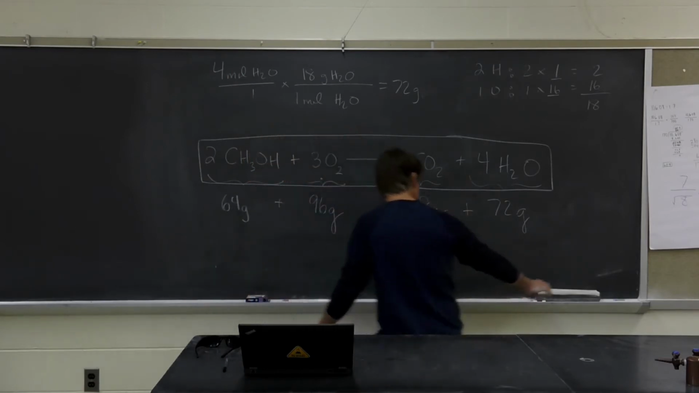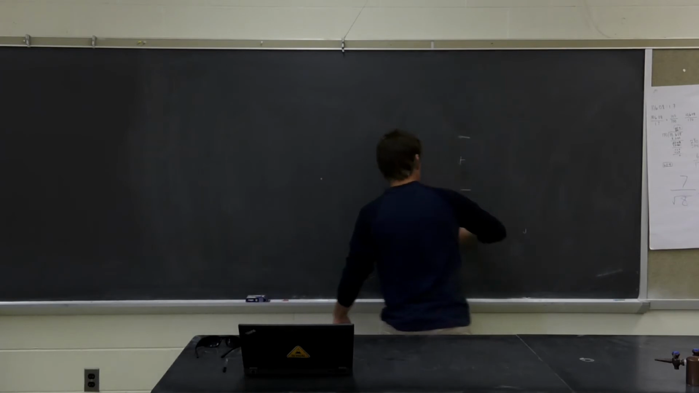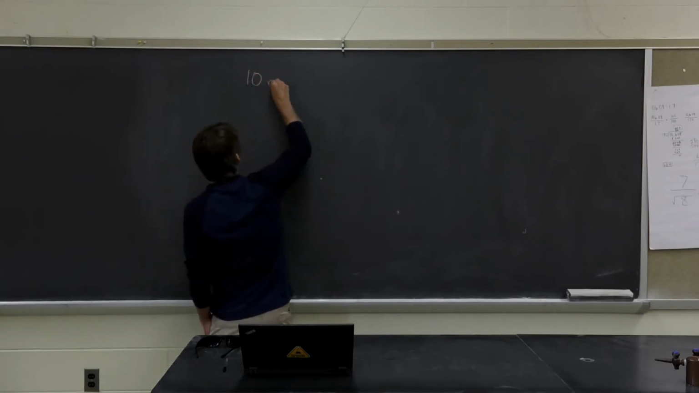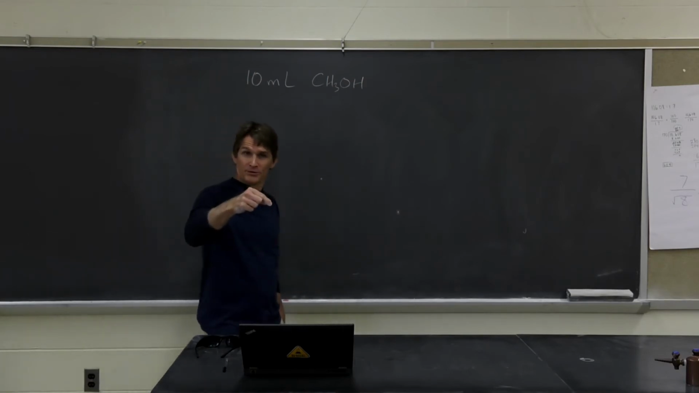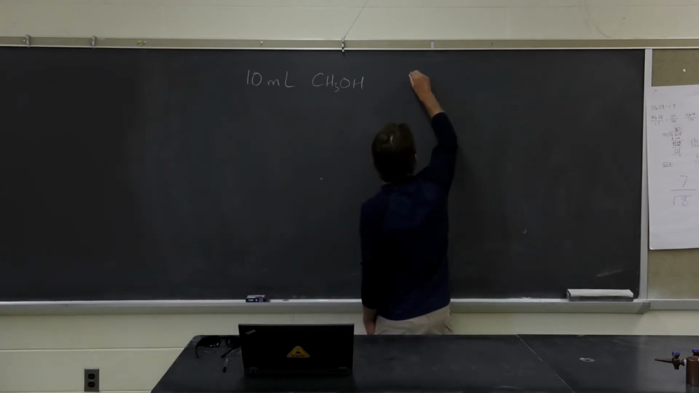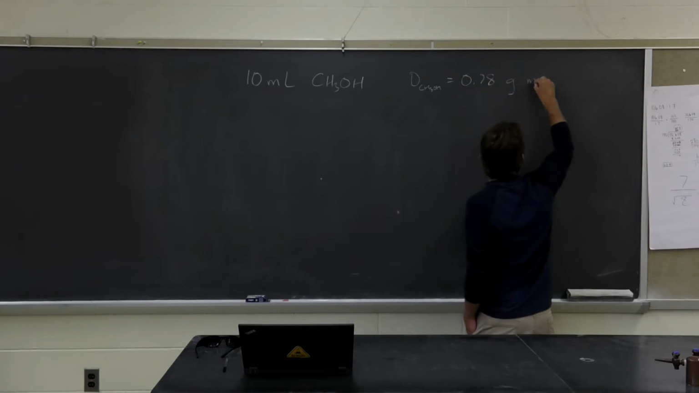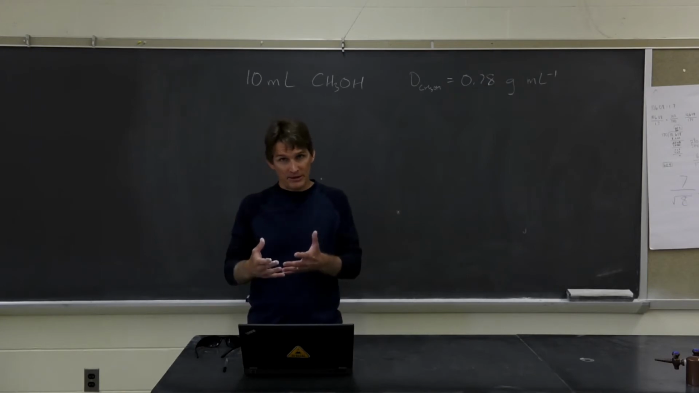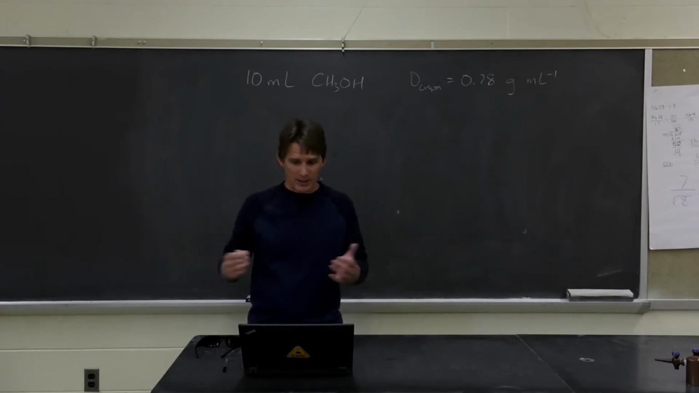So the problem says that we're going to put milliliters of methanol. I'm going to give you a volume. So let's say we pretend we're going to put 10 mils of methanol in that milk jug. And they give you the density of methanol. So the density of methanol is 0.78 grams for every milliliter. And we're going to assume that when we put the methanol in that jug and it reacts, all of the methanol is combusted. So all of it gets burned away.